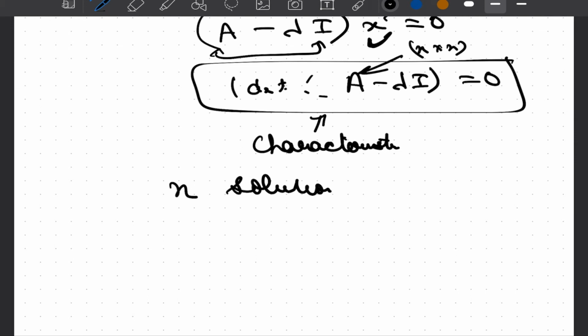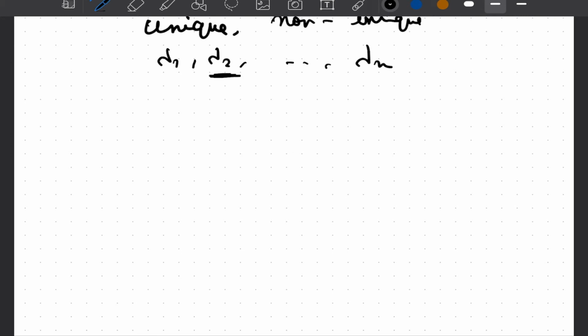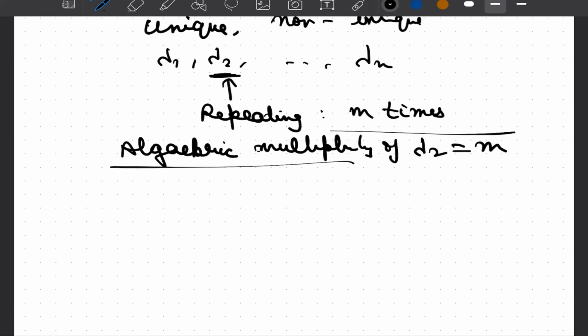Out of these n solutions, some would be unique and some would be non-unique. So we could have lambda 1, lambda 2, all the way till lambda n, and we see that a particular value of lambda is repeating multiple times. Let us say the value associated with lambda 2 is repeating m times. Then we say that the algebraic multiplicity of lambda 2 is equal to m.